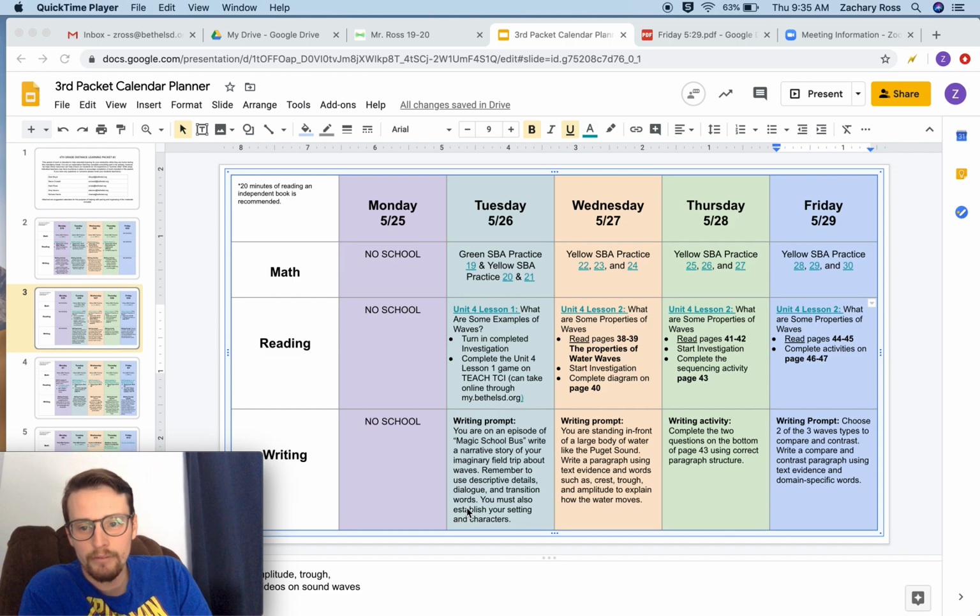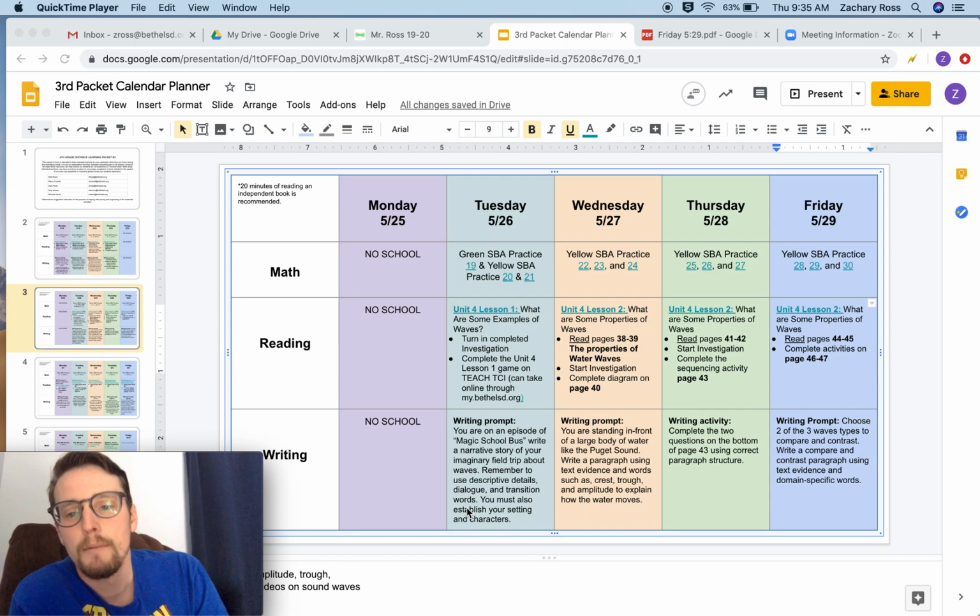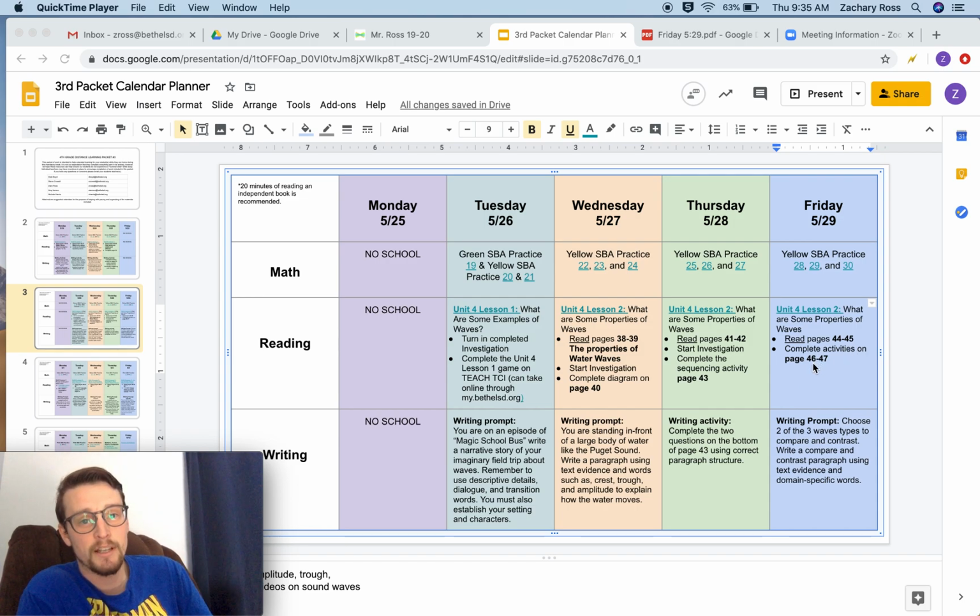I am going to cover our lesson for Friday, May 29th. Today you're going to be continuing Unit 4, Lesson 2 and learning about the properties of waves. You can see here on my link that you're going to be reading pages 44 and 45 and completing the activities on page 46 and 47. Today we're going to be looking at sound waves.